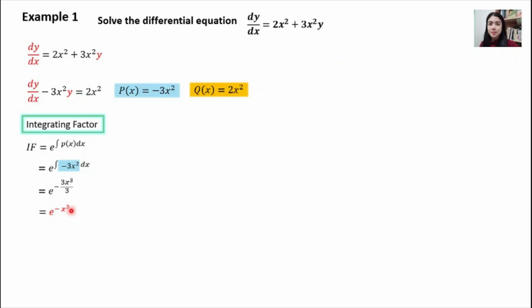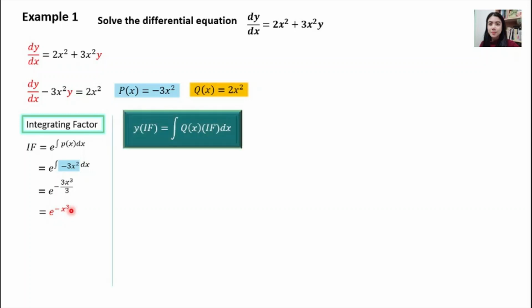Let's solve this differential equation by using the formula: y times IF equals the integral of Q(x) times IF dx. So y multiplied with the IF. What is your IF? Your IF is e to the power of negative x cubed. This is equal to the integration of Q(x), and your Q(x) is 2x squared, multiplied with the IF, which is the exponent, dx.